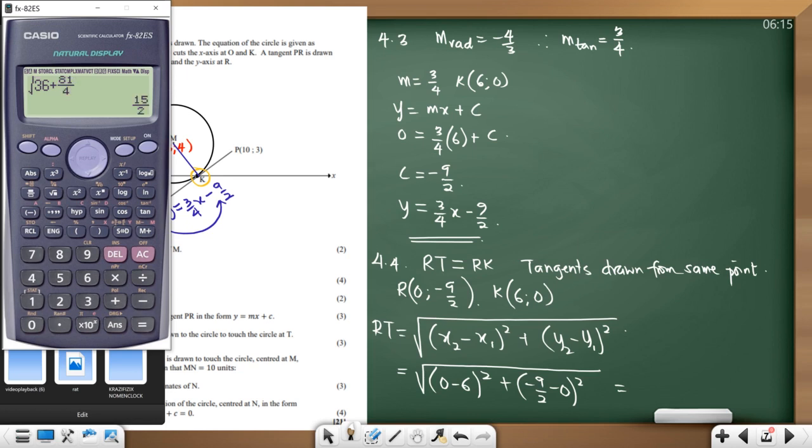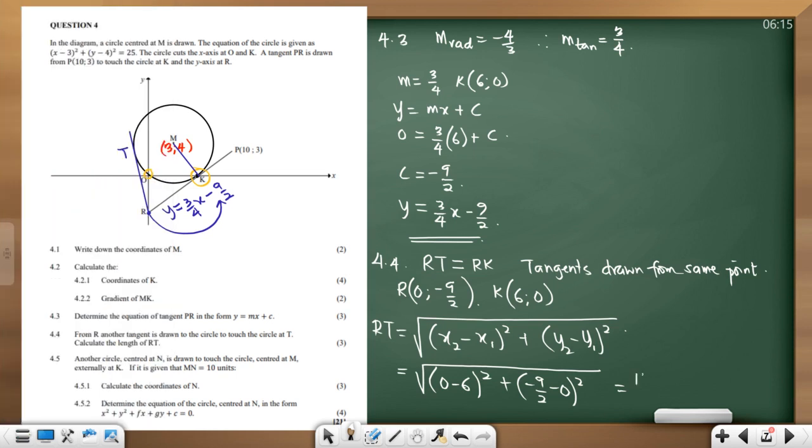All right. 15 over 2, which is 7.5. All right, 15 over 2 units. Lovely.